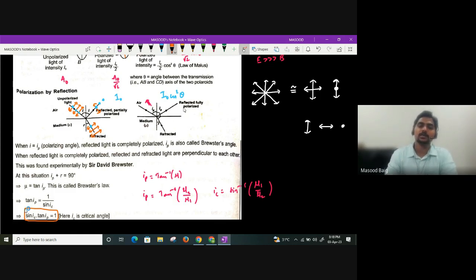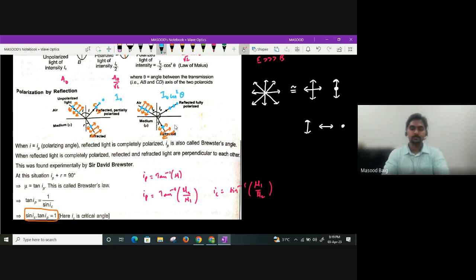Reflected light will get polarized with its electric field vector perpendicular to the plane of incidence, guys. If I take unpolarized light, something in this manner, how will the reflected light be? Fully polarized. And how will it get polarized? With its electric field vector perpendicular to the plane of incidence. However, the refracted light will still be partially polarized, guys. Clear, all of you?